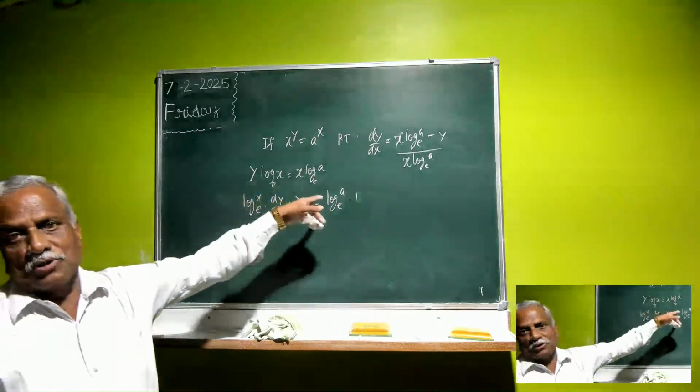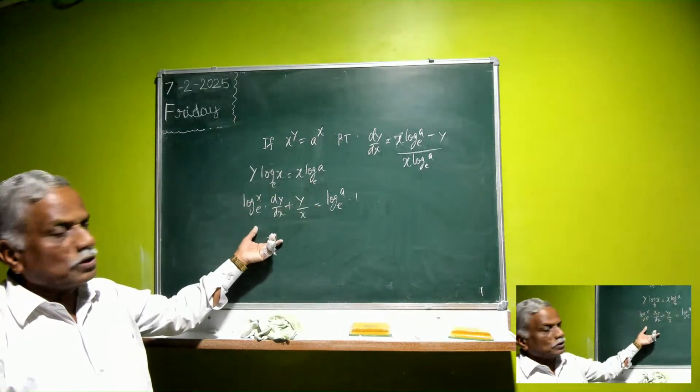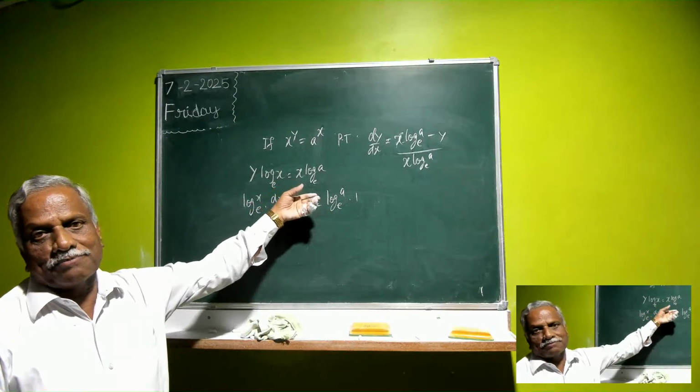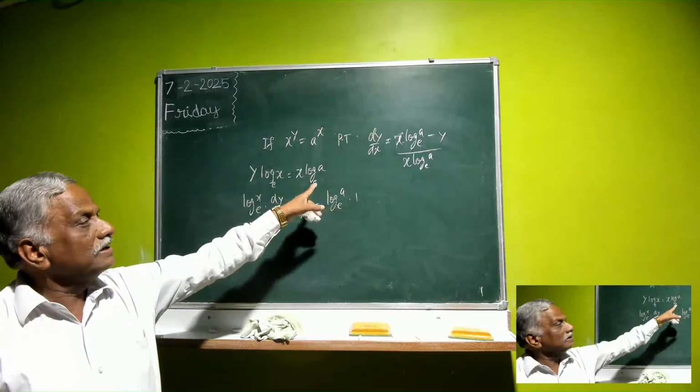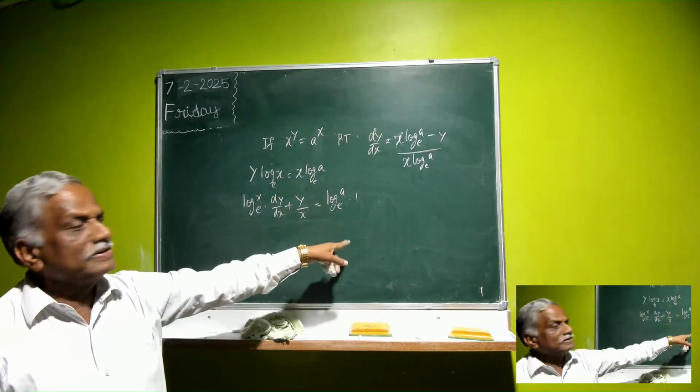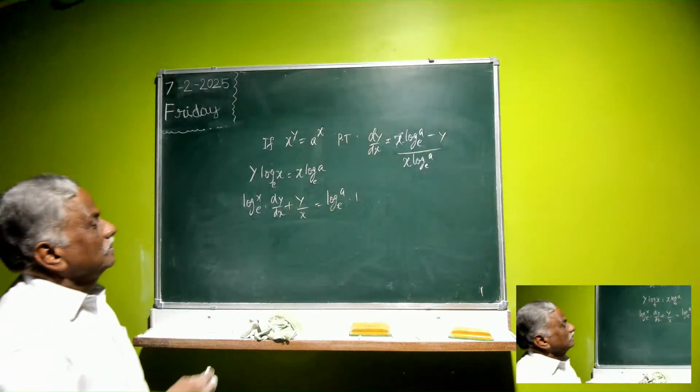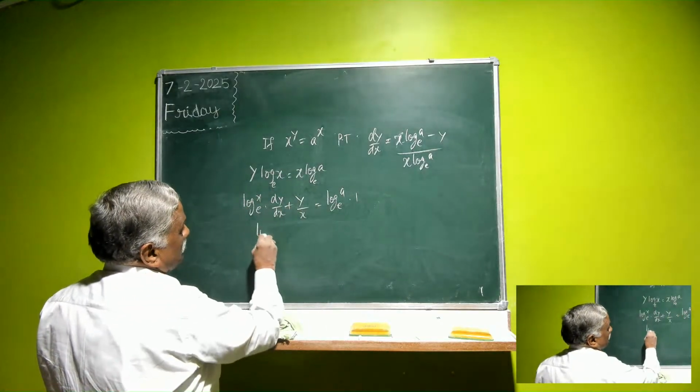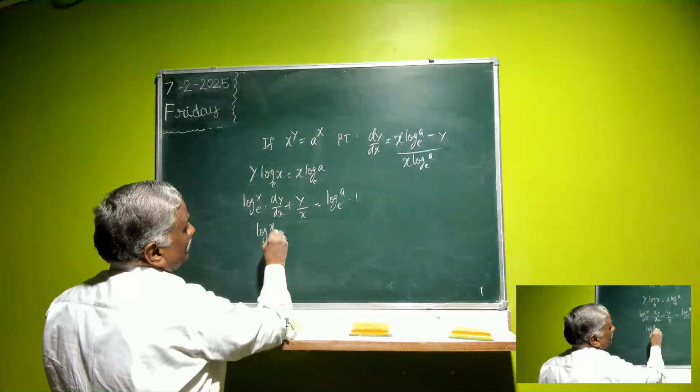We have taken log on both sides. This is a product, we have used the product rule. This is a product, but both are not functions. Log a to base e is a constant. I keep it as it is and differentiate x. Now the problem is not over. I have to simplify and get that answer.